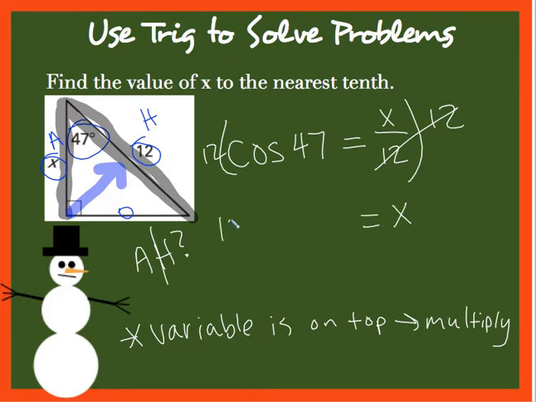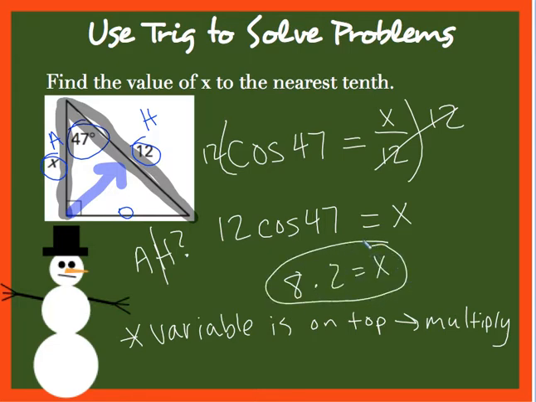So in your calculator, you would type 12 times the cosine of 47. And you will type it just like that and get 8.2 once you round it. Now, if you get anything bigger than 12, that should be a big sign that something's wrong because 12 is the hypotenuse, that would be the longest side.